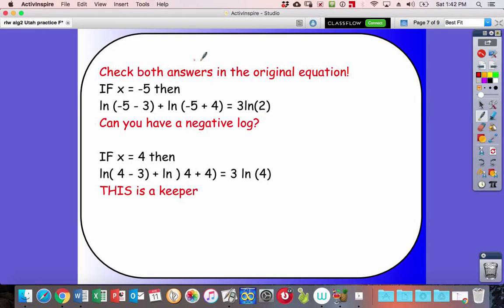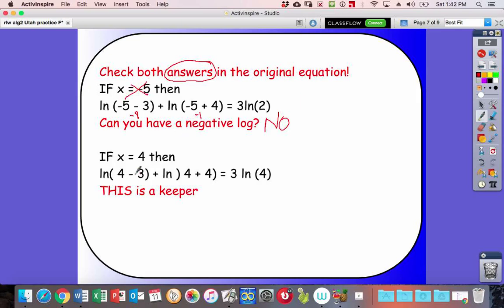I want to check both my answers. If I put in the negative 5 back into the original problem, I end up with negative 5 minus 3. That's a negative 8. Negative 5 plus 4 is a negative 1. Can you have a negative log? No. So this is not a good answer. We're just going to get rid of that negative 5.